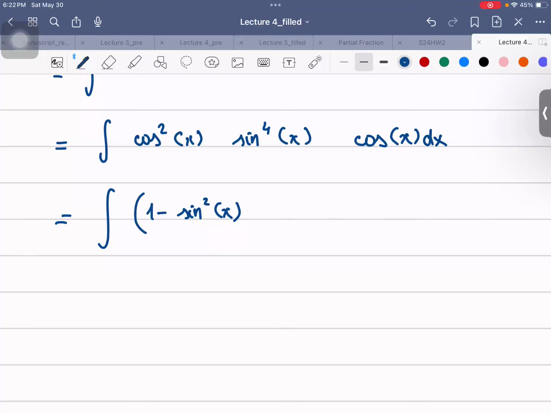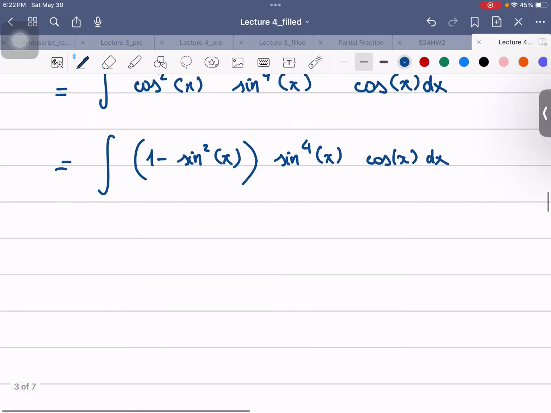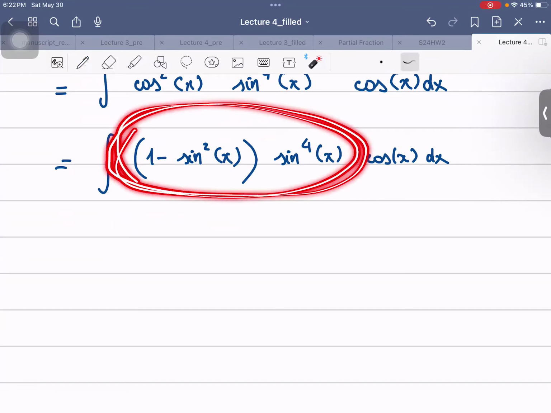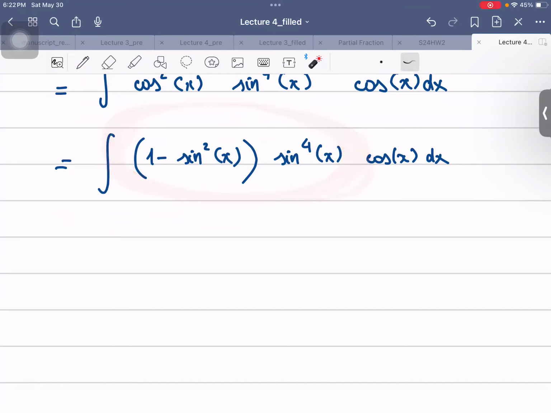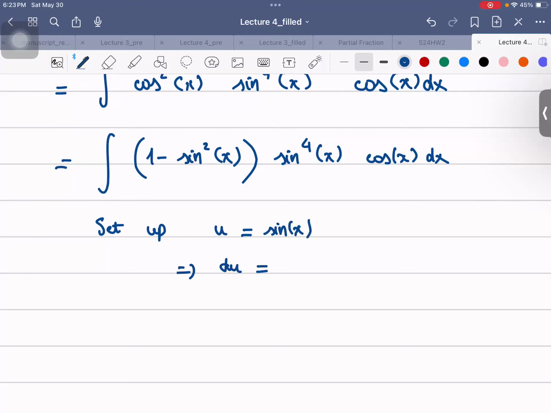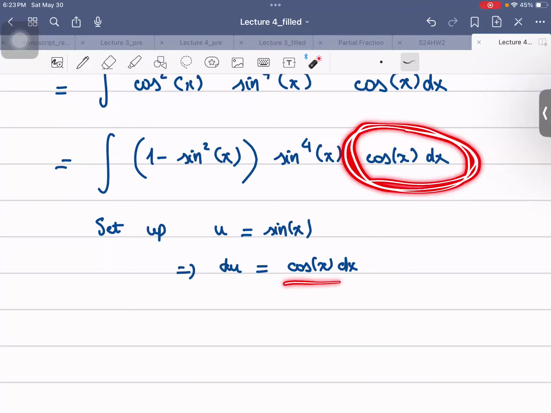And this is already a function in terms of sine, so I don't need to do anything. I just rewrite sine to the power of 4 again. I have cosine of x dx. Now we do the u substitution. This is a function in terms of sine. It's like a function composition where the inner function is sine of x. So we set u equal to sine of x. When you take the derivative of both sides, you get cosine of x dx, which is the extra thing you have in your integral.